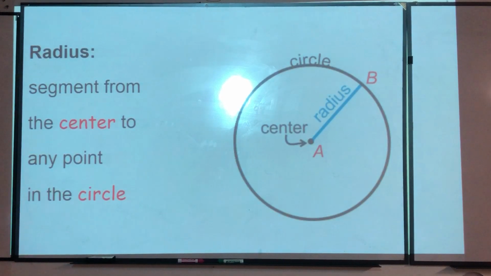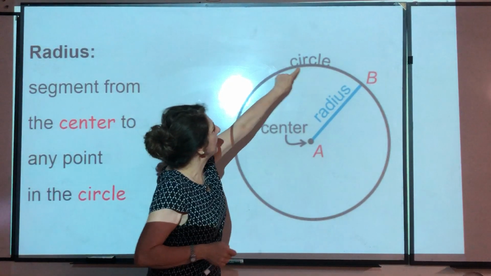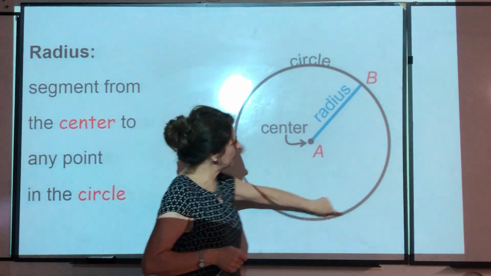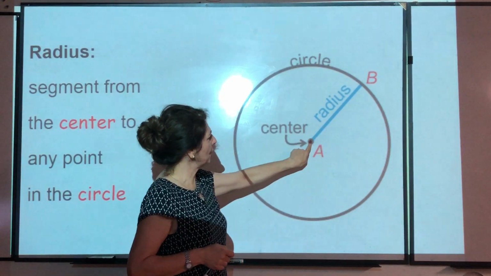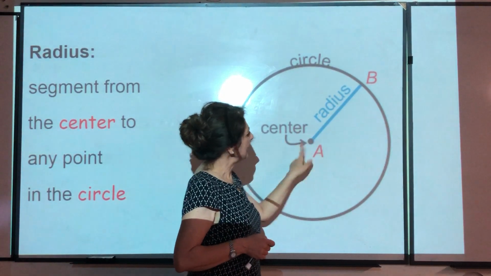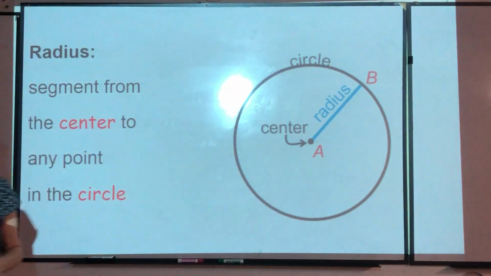The radius. The radius is that distance I was talking about. It's a segment from the center to any point in the circle. So you see center A, the radius, and point B. Anywhere that you go from the center to the circle, see, the circle is that part over here. This is the circle. Anywhere you go from the center to the circle is equidistant.